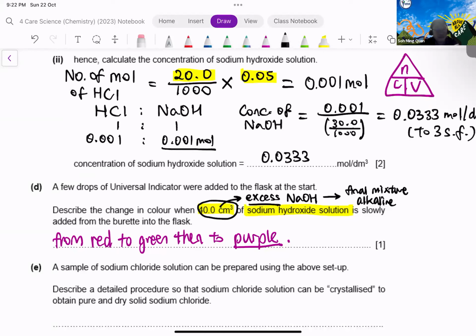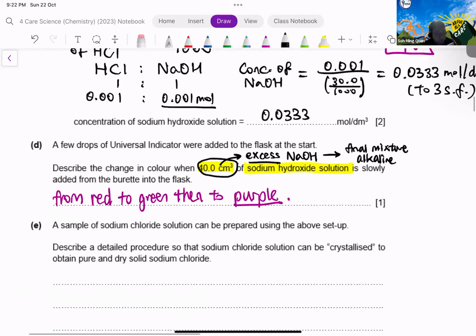Okay, can? Now I'll skip part E because part E, you can actually do it yourself. I'll just read the answers that come with it. I think you're already very familiar with part E. All right. So moving on to the next question.